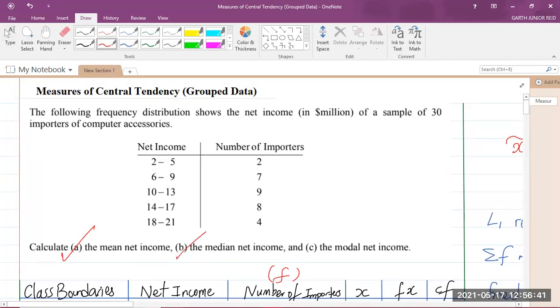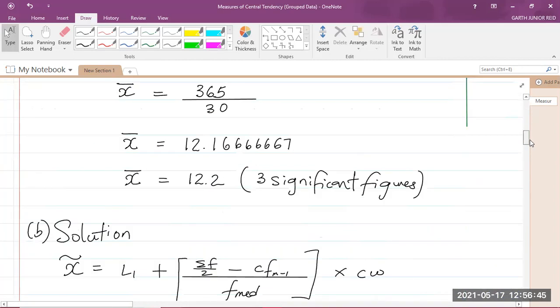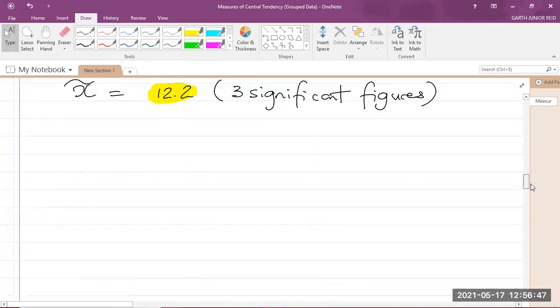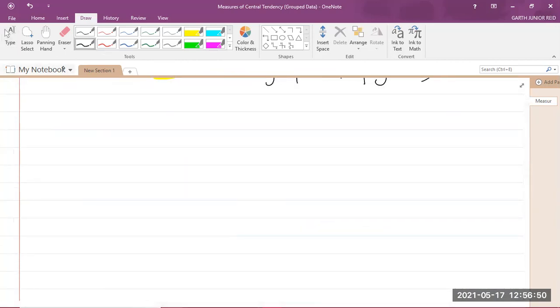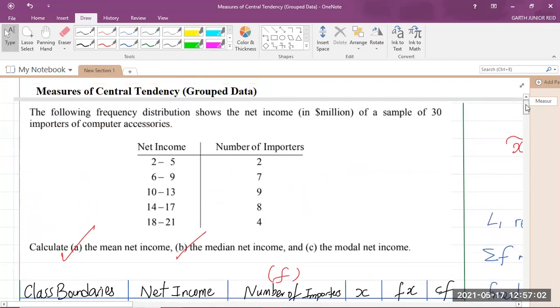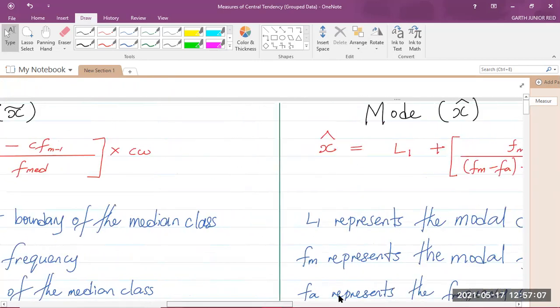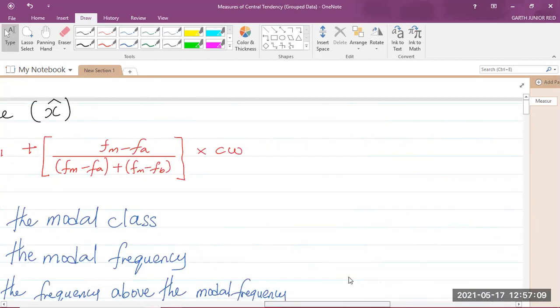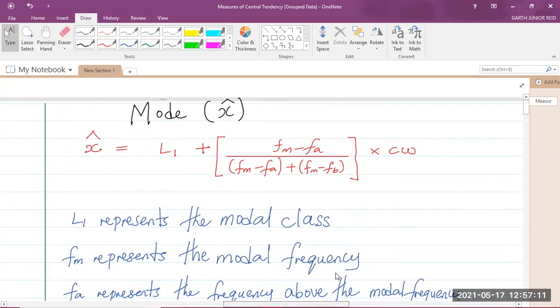We're now going to calculate the modal net income. So that's part C. All right, part C, solution. Okay, now there's also a formula that we use to calculate the mode, all right, for grouped data as well. Let's look at it. This is it right here.